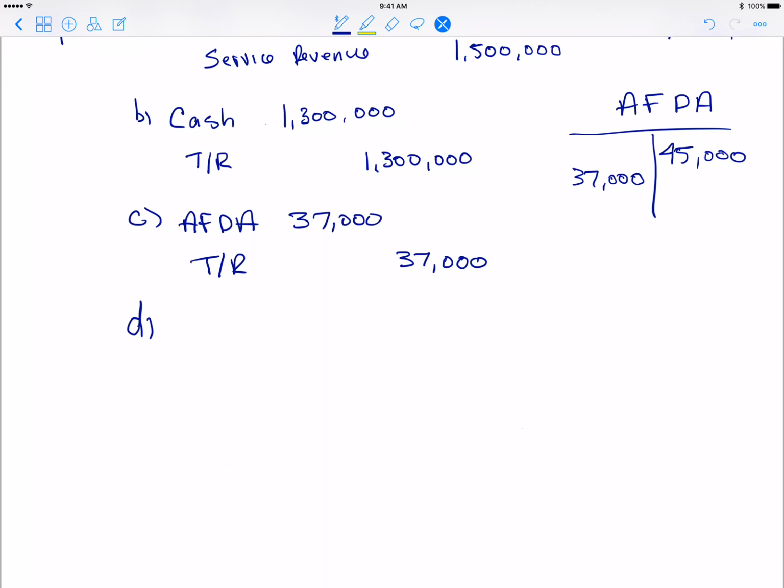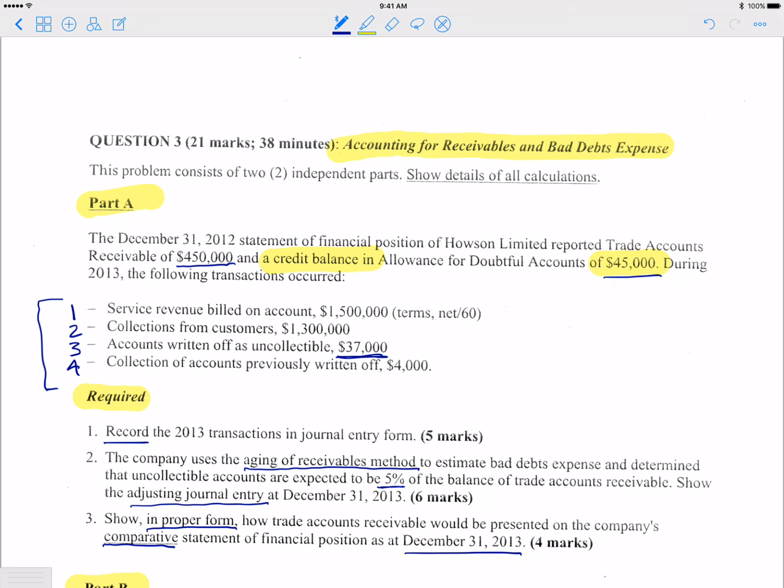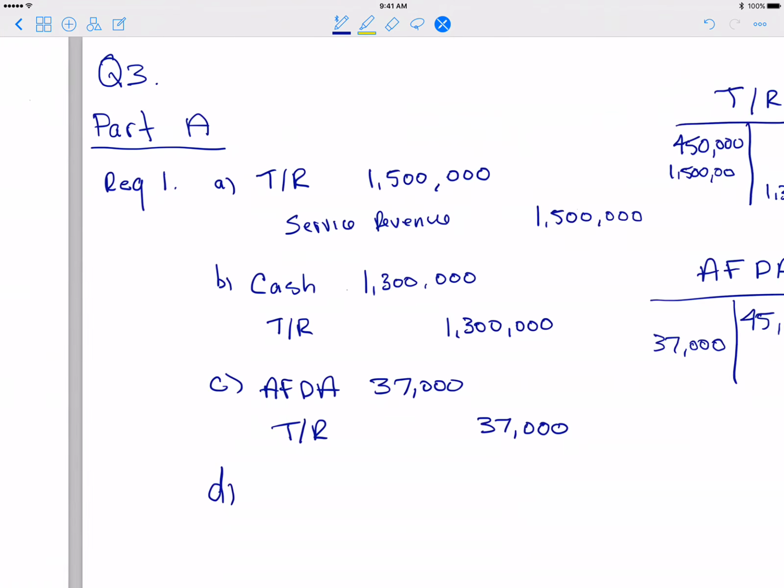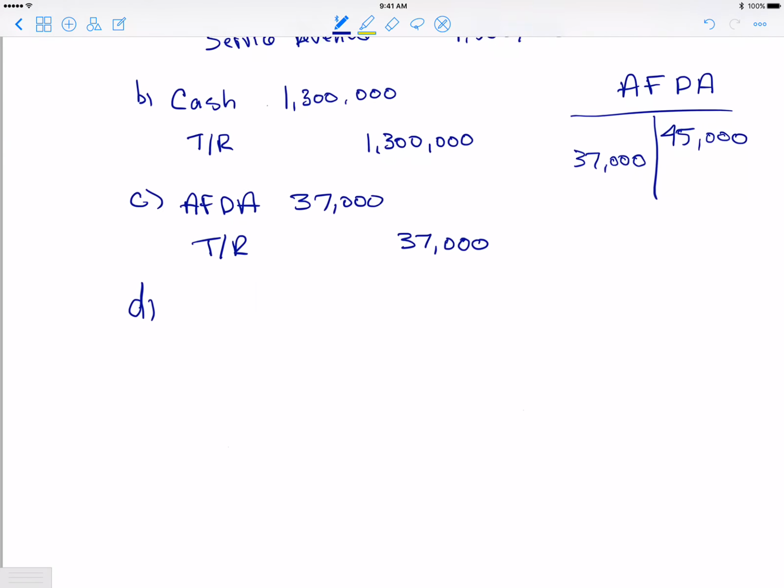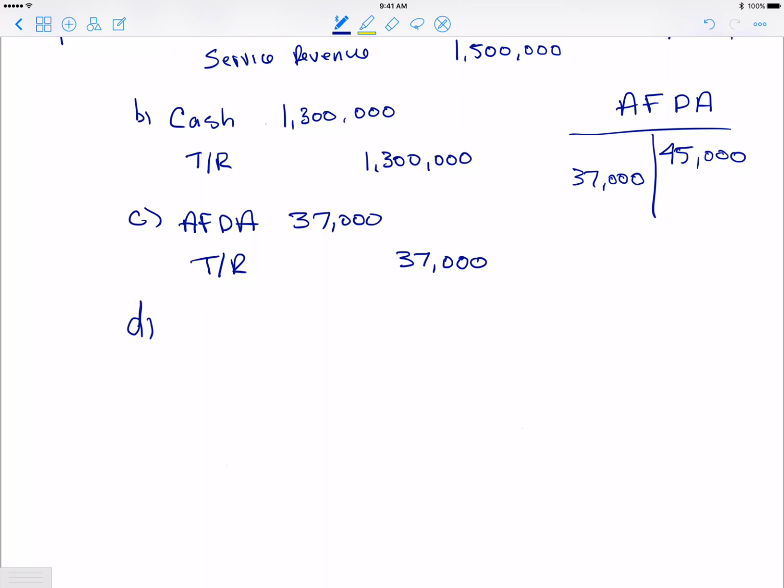Looking at our fourth journal entry, we see here that we collected accounts previously written off for $4,000. So we thought we wouldn't collect it, but mysteriously they came back. So let's see how we would journalize that. First of all, we have to reverse our previous entry. We thought we wouldn't collect it, we added it in AFTA, and we took it out of trade receivables. So we want to reverse that and bring it back in trade receivables and back to AFTA. However, it wasn't the full $37,000, it was just $4,000.